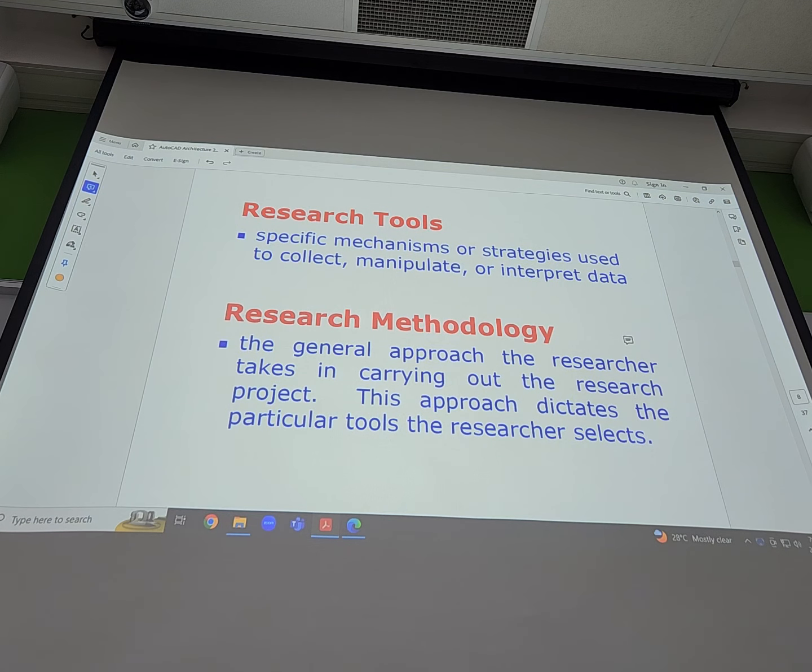So the research tools we frequently talk about. When we talk about the research tools, we talk about the research tools in mechanical engineering.